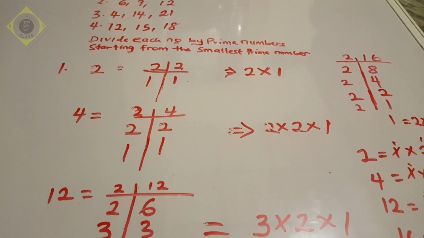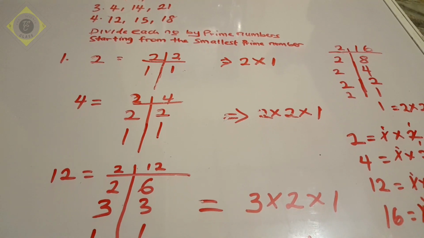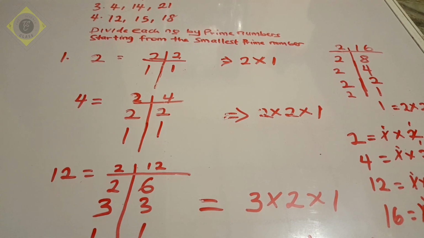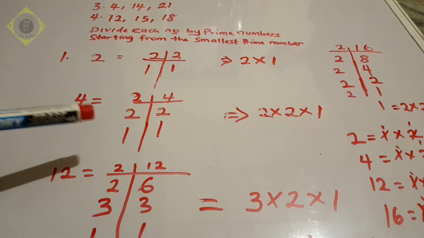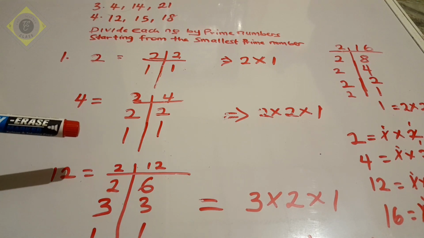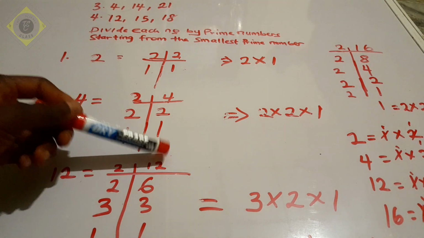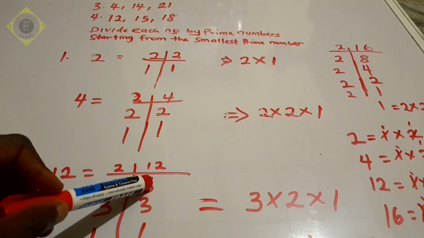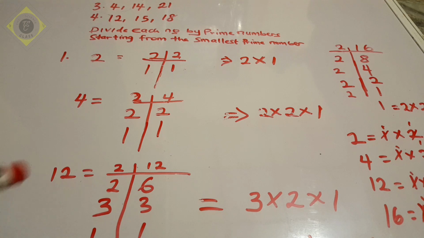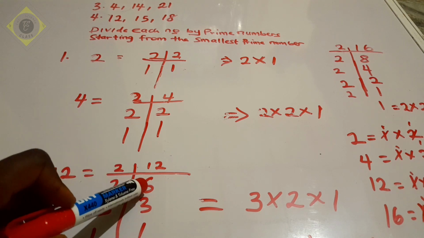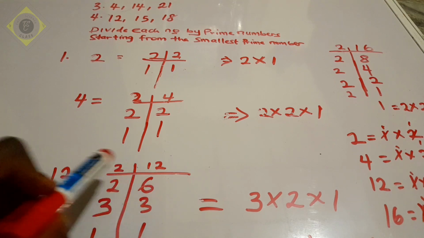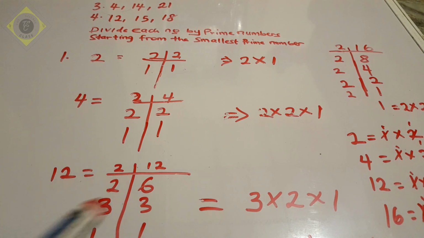The next number is 12. Now this is 12 here. So if you pick the smallest prime number, which is 2, and use it to divide 12, 12 divided by 2, it will go 6 times. Alright, 2 can still go in 6. So 6 divided by 2 gives you 3. Can you see? Gives you 3.